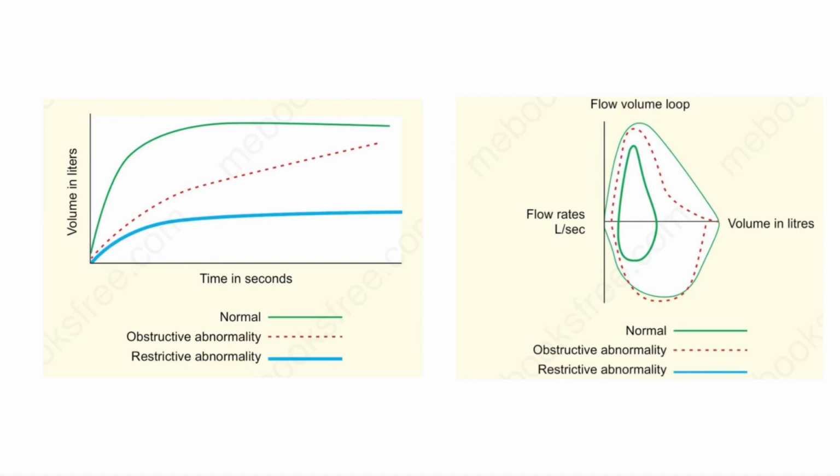It means that when spirometry for a patient is done and the patient's graph resembles the green line graph, the patient lies under the normal condition. If it resembles the red dotted line graph, the patient has an obstructive disorder, and if the graph resembles the blue line graph, the patient has a restrictive lung disorder.